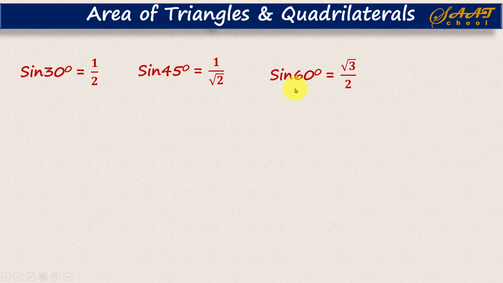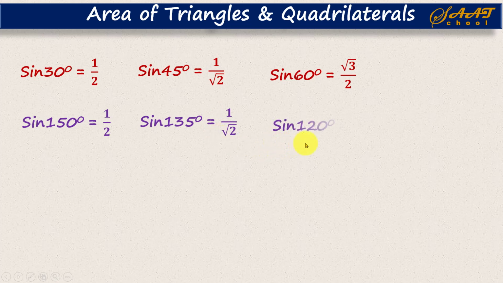Now, while calculating the area of a quadrilateral or parallelogram, we deal with some obtuse angles, that is, more than 90 degrees, where sine 150 is equal to 1 by 2, sine 135 is equal to 1 by square root of 2, and sine 120 is equal to root 3 by 2. Meaning sine 30 and sine 150 have the same value, sine 45 and sine 135 have the same value, and sine 60 and sine 120 have the same value.